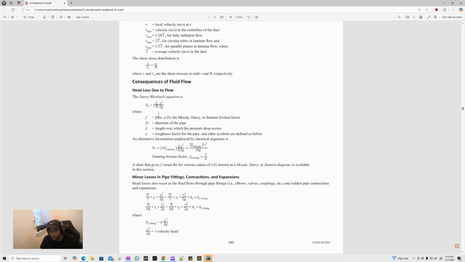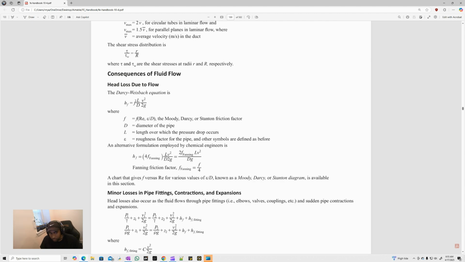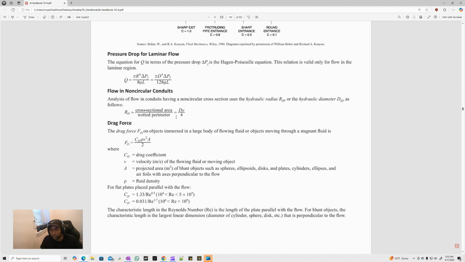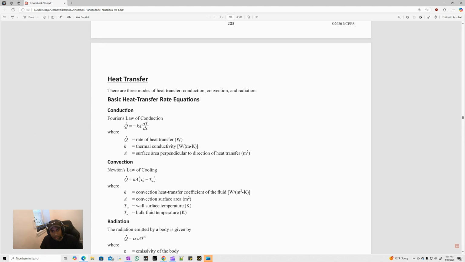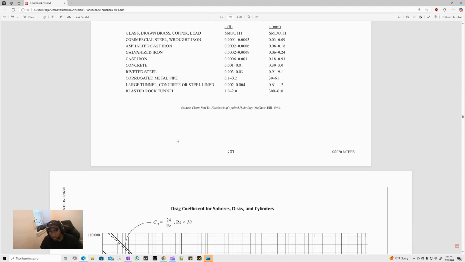What we need is the friction factor, the L over D, and the V squared over 2g value. The friction factor is found using the Moody diagram, a dimensionless chart that relates the Reynolds number and relative roughness to this friction factor. So we're going to end up using that Moody diagram, and it's at the end of the fluid mechanics section, which is this.